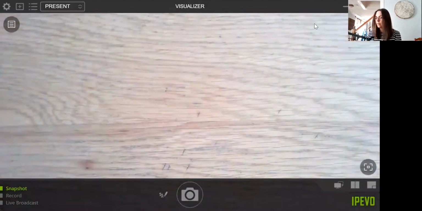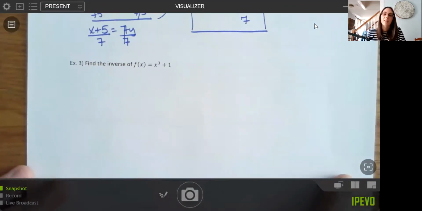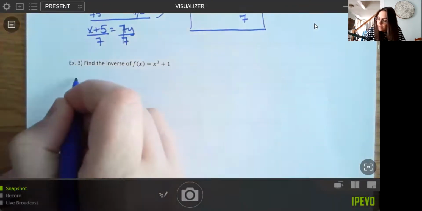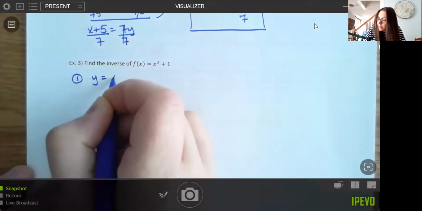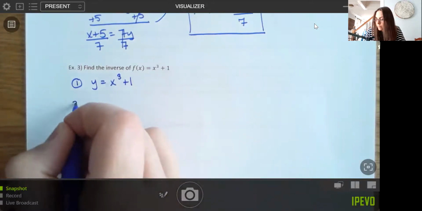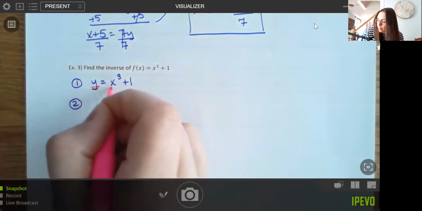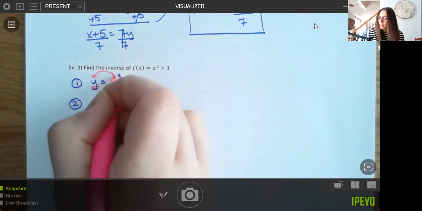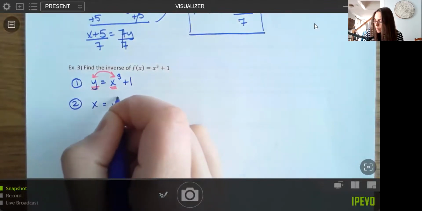Let's do another example. So we're going to find the inverse. And again, the first thing I'm going to do is I'm just going to rewrite it. Instead of writing f, I'm going to write it as y, simply because it's just easier to work with. And then the next thing you're going to do is you're going to swap. So this becomes x equals y cubed plus 1.